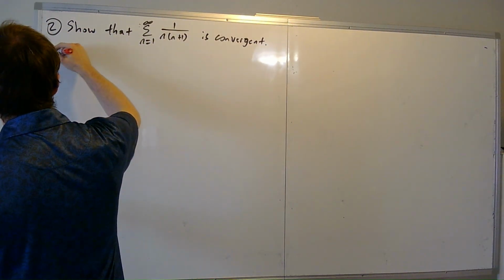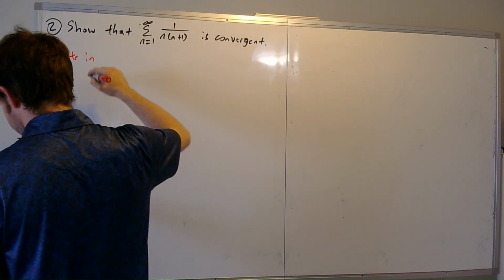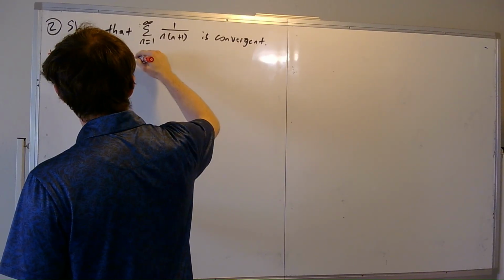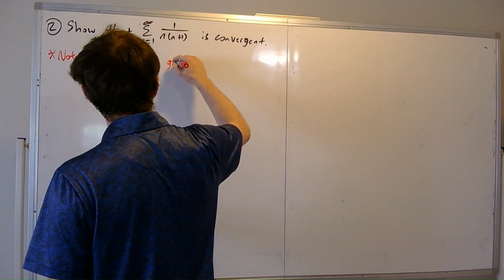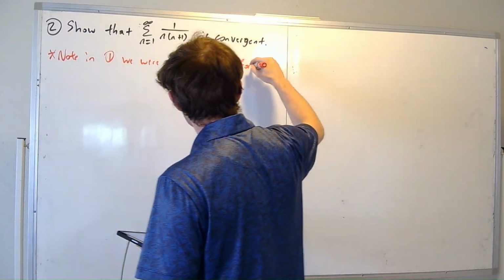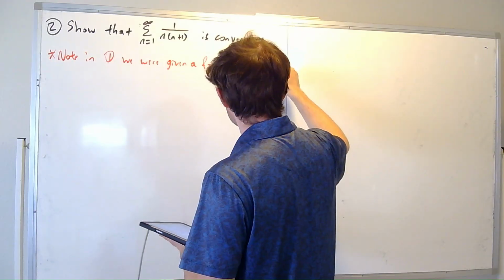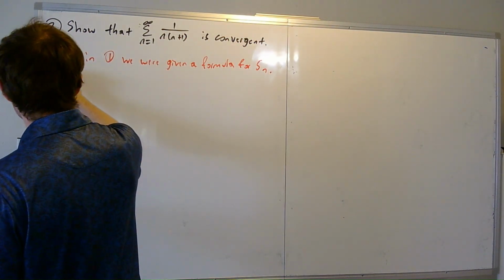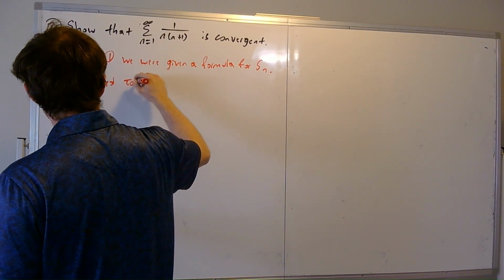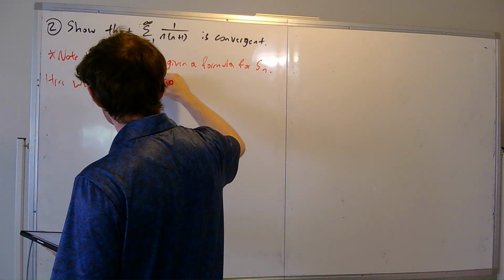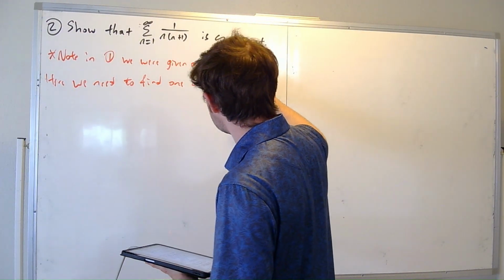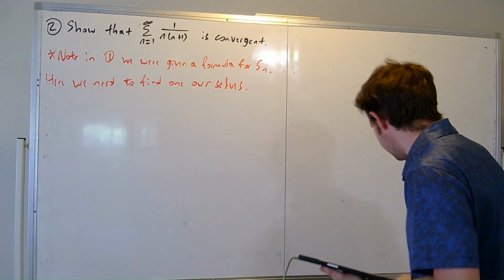So note, in example 1, we were given a formula for Sn. Here we need to find one ourselves. Okay, so that's what we need to do.